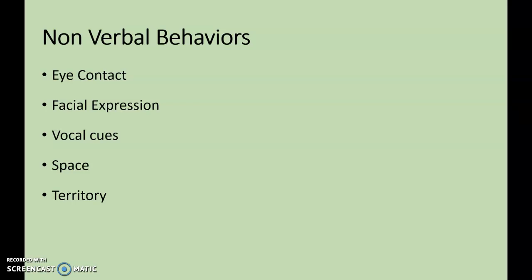Okay, next one is territory, and that is what you do with your space around you. So you know that there's different levels of space, right? There's intimate space, there's personal space, there's social space, and then there's public space. What you do with what is around you is considered territory. So the nonverbals that you use in the space around you are absolutely indicative of the type of nonverbal behavior you have.